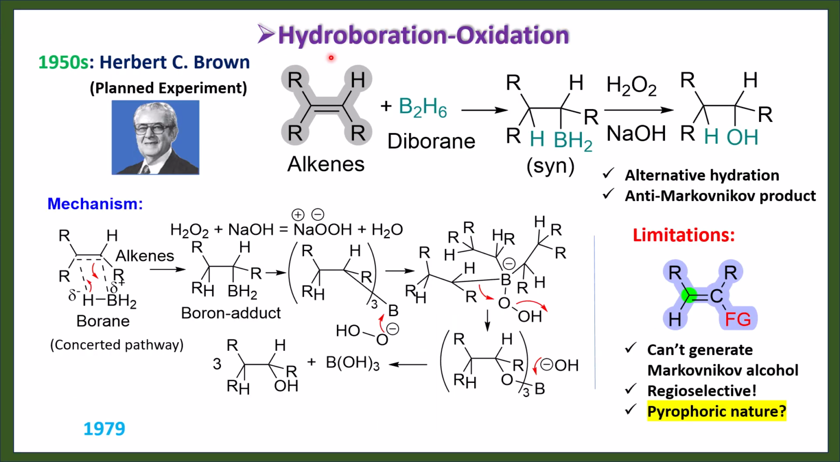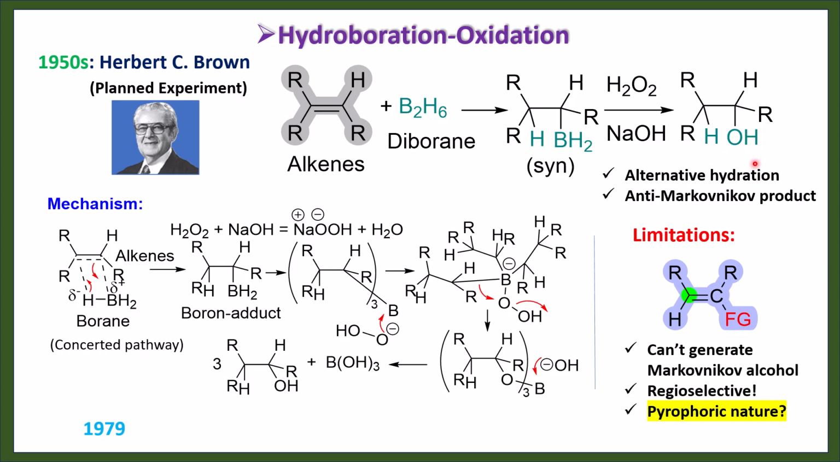Now we'll discuss hydroboration-oxidation reactions. In the 1950s, Herbert C. Brown planned an experiment when he was working with alkenes. He chose another reagent, diborane, and planned the reactions. He found that hydroboration happens, gives the alkylborane product, and syn addition happens. Further oxidation with hydrogen peroxide in the presence of aqueous sodium hydroxide gives alcohol as the final product. So we find that finally the hydration product is produced. This hydroboration-oxidation reaction is an alternative hydration reaction.